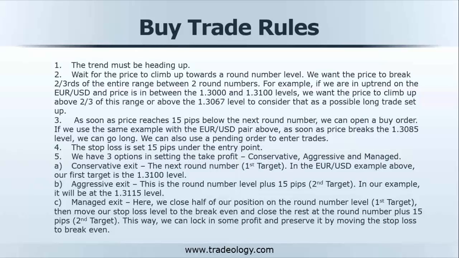Now, point number 3 says as soon as price reaches 15 pips below the next round number, we can open a buy order. If we use the same example with the Euro-USD pair as above, as soon as price breaks the 1.3085 level, we can look to enter the market with a long trade. We can also use a pending order to enter trades.